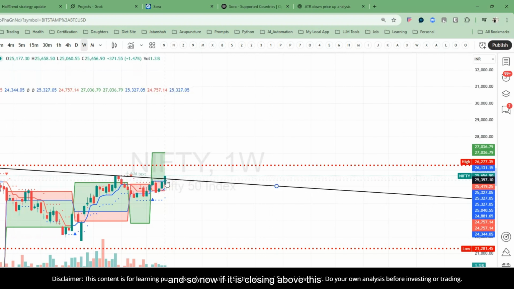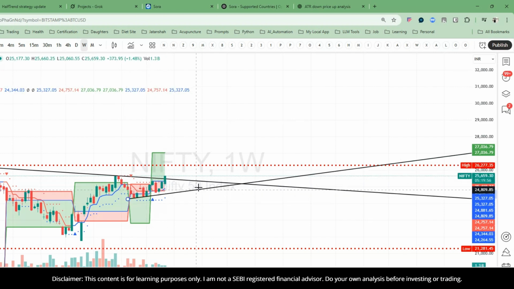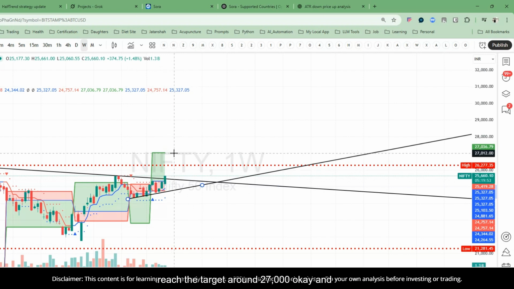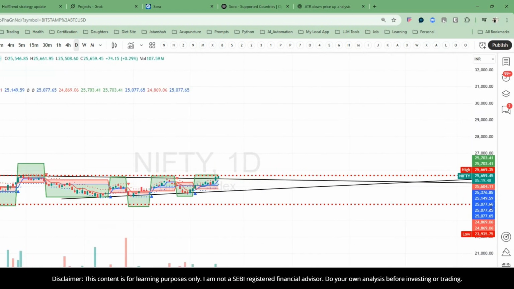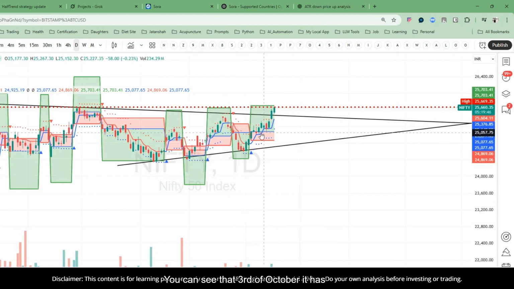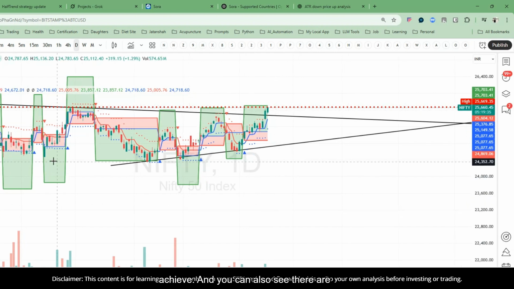And so now if it is closing above this level, 25,400, I'm expecting this to reach the target around 27,000. Okay, and again daily, you can see that on 3rd of October it has created the buy signal. So now the 25,687 target it is almost going to achieve.